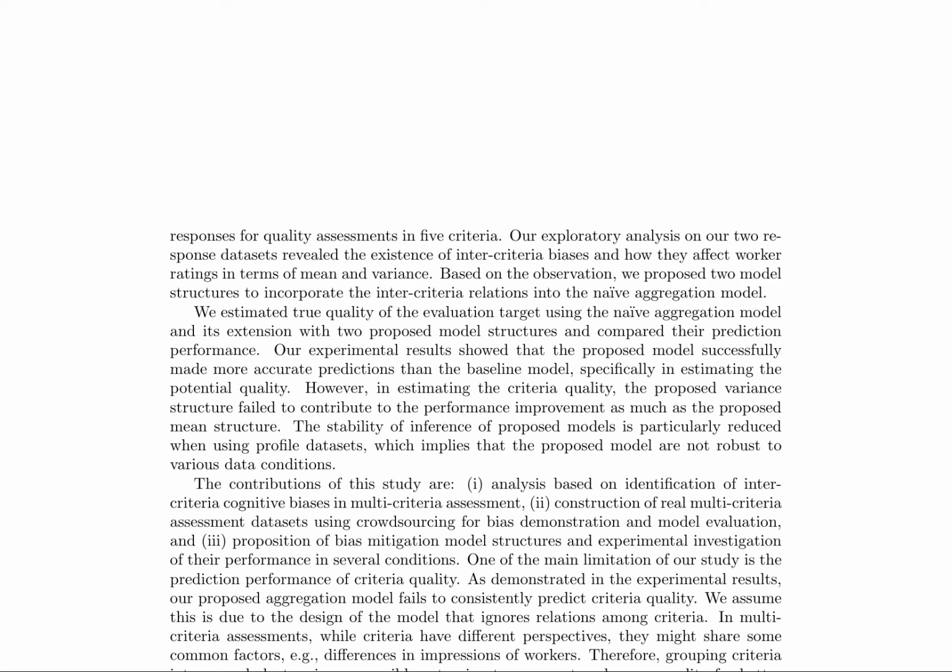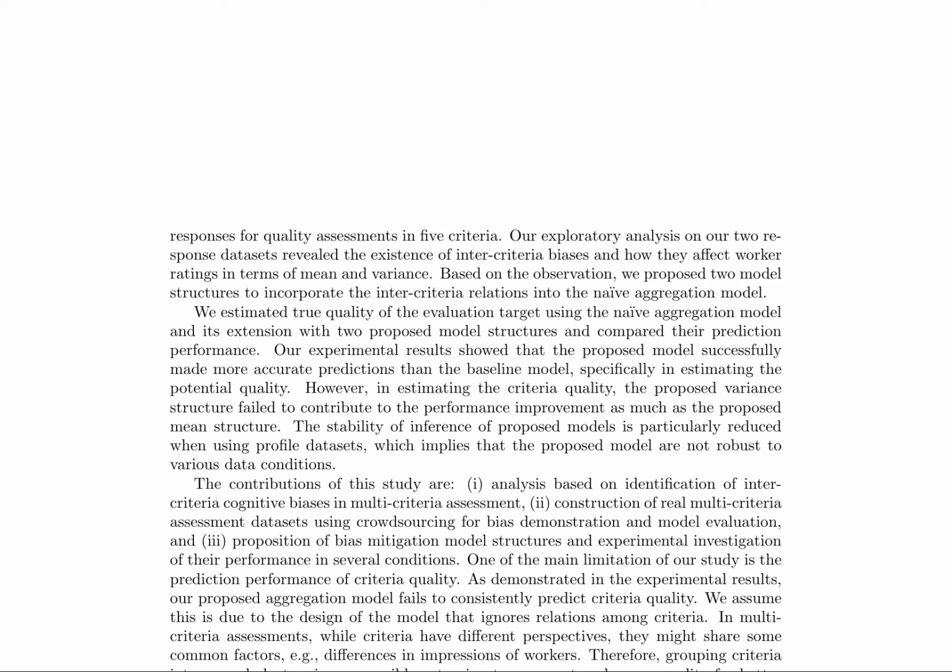The authors conducted an exploratory analysis on 2 response datasets, revealing the existence of intercriteria biases that affect worker ratings in terms of mean and variance. To mitigate these biases, they proposed two model structures to incorporate intercriteria relations into the naive aggregation model. The first model structure, the proposed mean structure, aimed to capture the mean effects of intercriteria biases, while the second structure, the proposed variance structure, targeted the variance effects.